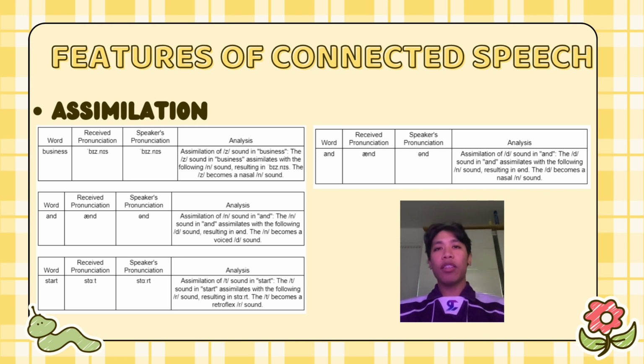So assimilation contributes to the smooth and efficient flow of connected speech by reducing the effort required to pronounce distinct sounds. Native speakers often unconsciously assimilate sounds to make their speech more fluid, and it is a common feature in many languages. Understanding assimilation is crucial for language learners as it plays a significant role in sounding natural and native-like in spoken language.